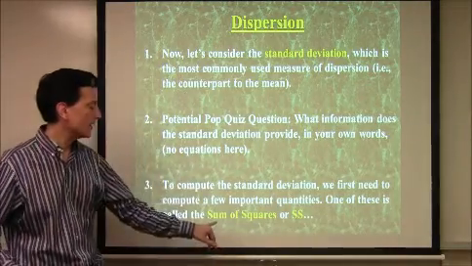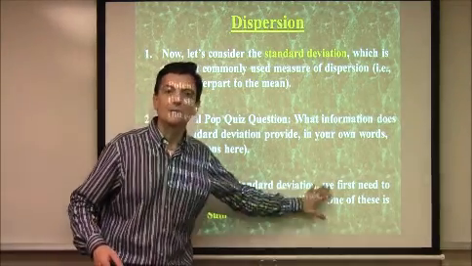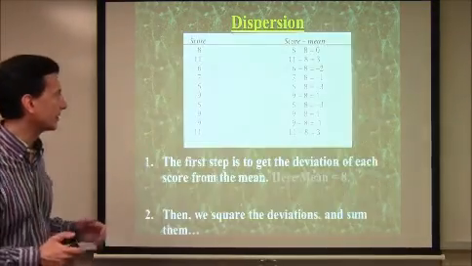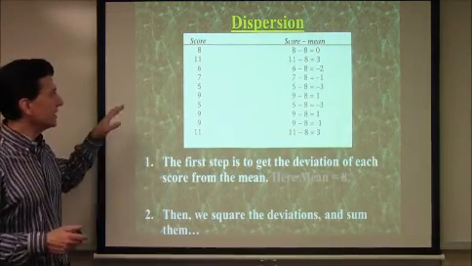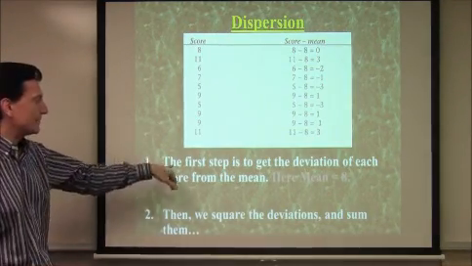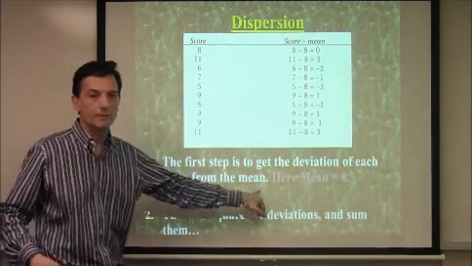And the sums of squares is abbreviated by SS, and you're going to be seeing this SS designation for the rest of the semester. So let's take our first look at what this is. To compute the standard deviation, we have to go step by step, and the first step is to get the deviation of each score from the mean.